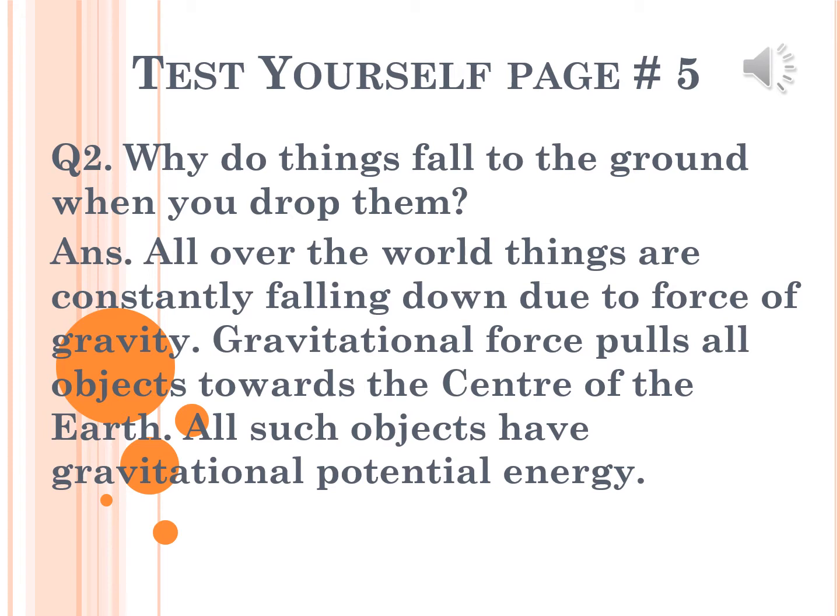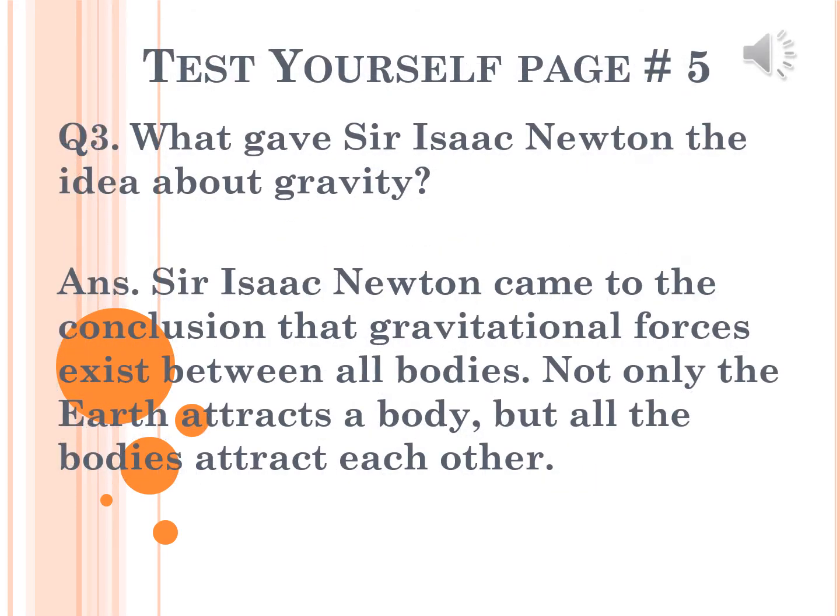Gravitational force pulls all objects towards the center of the Earth. All such objects have gravitational potential energy. Question number 3: What gave Sir Isaac Newton the idea about gravity? Its answer is, Sir Isaac Newton came to the conclusion that gravitational forces exist between all bodies. Not only the Earth attracts a body, but all the bodies attract each other. Dear students, write these questions in your notebook.